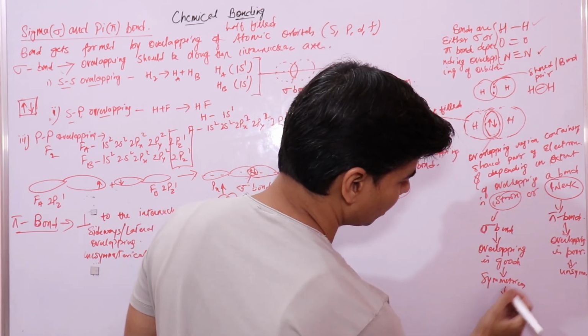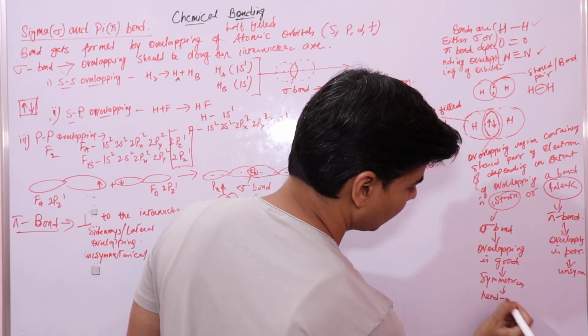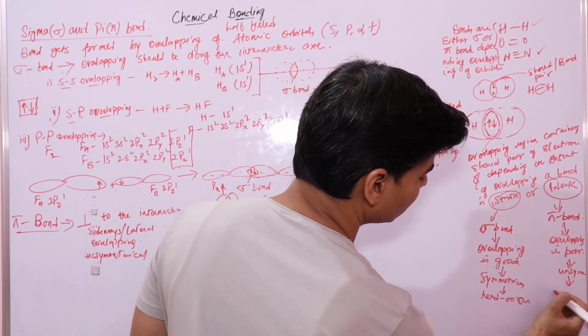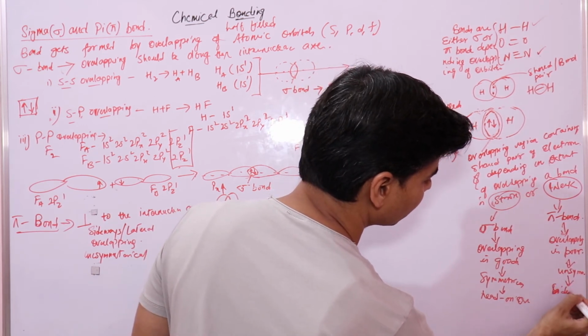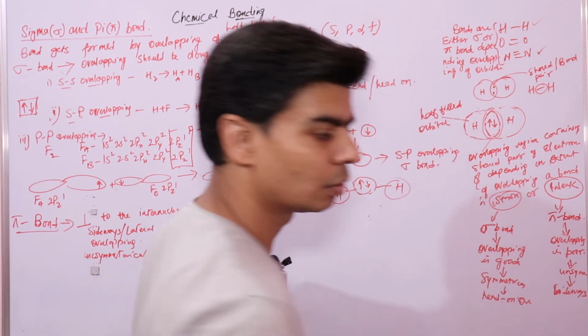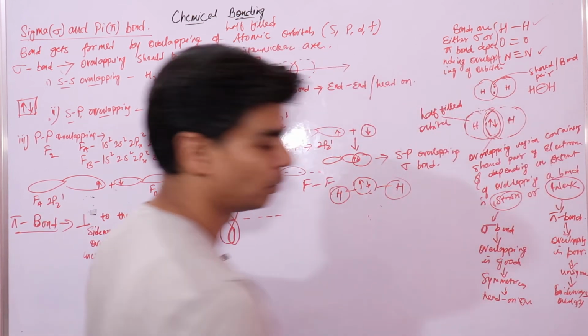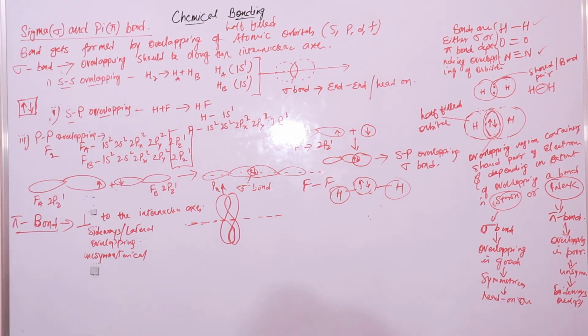And here a sigma bond is formed by head-on overlapping, right? Head-on overlapping, and a pi bond is formed by sideways overlapping or lateral overlapping. These are some differences between sigma and pi bond, right? Which many times you get in exams.